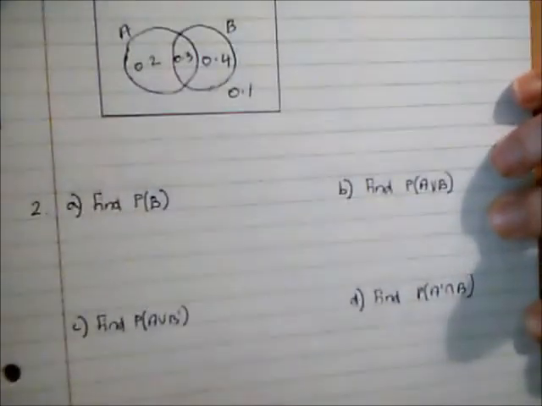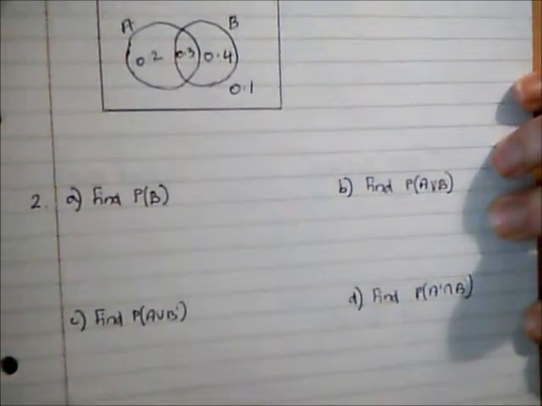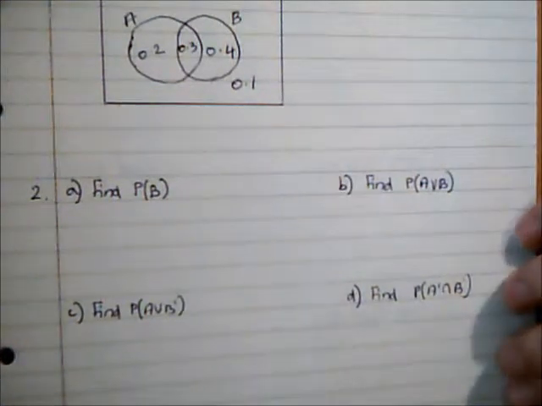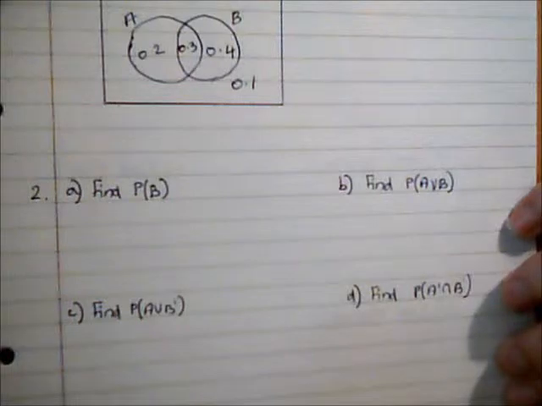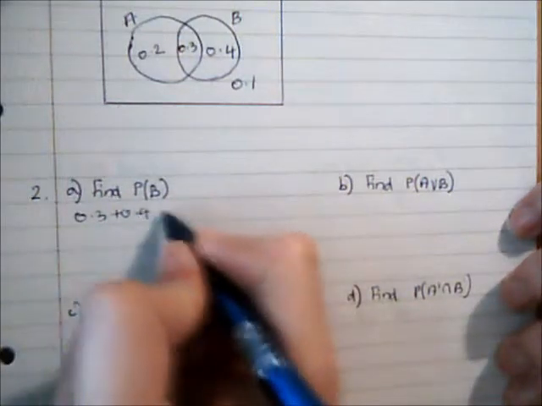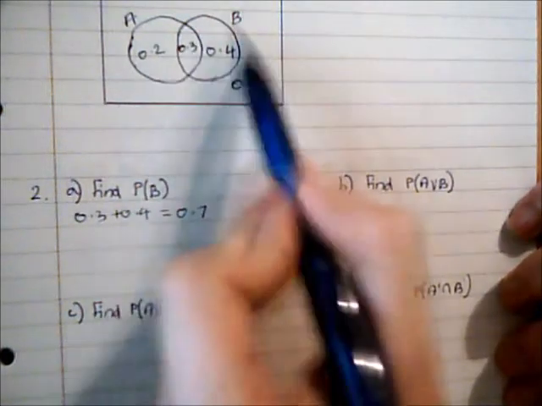So just try and keep it in the picture. So find the probability of event B happening. So the probability of event B happening is going to be 0.3 plus 0.4, which is 0.7, and that's just adding these two, which is everything inside the B ring.